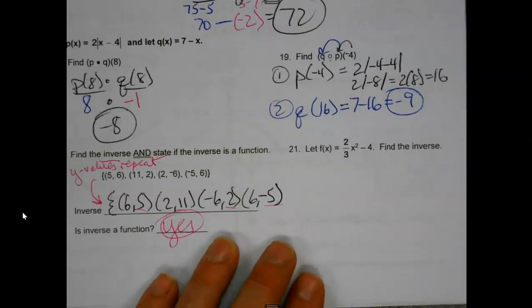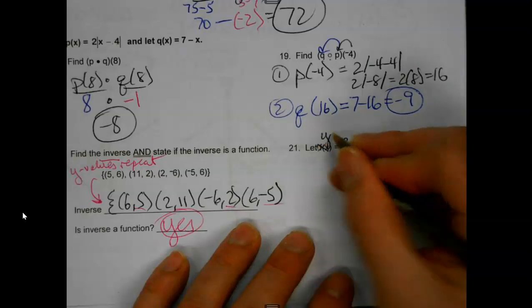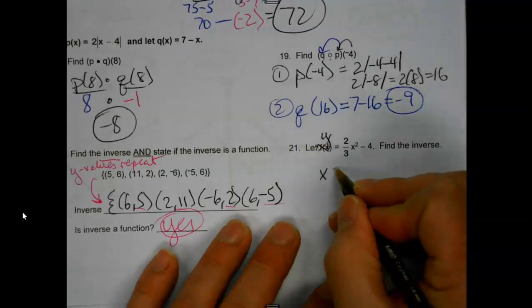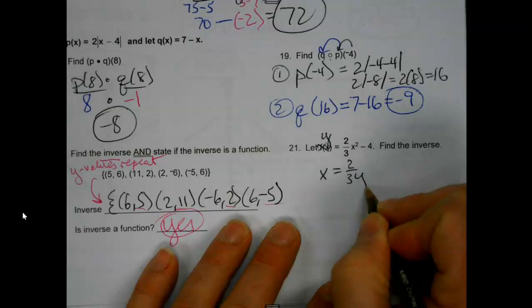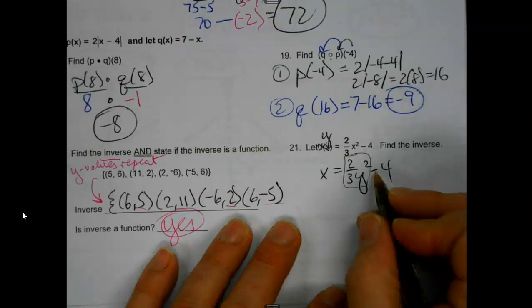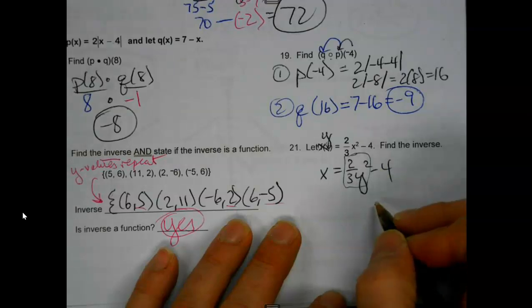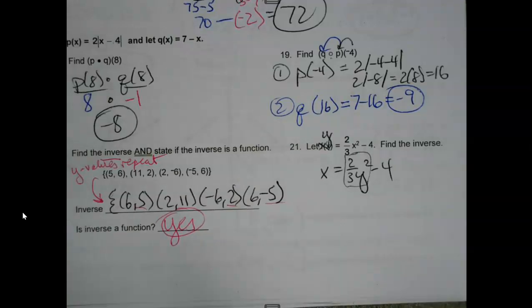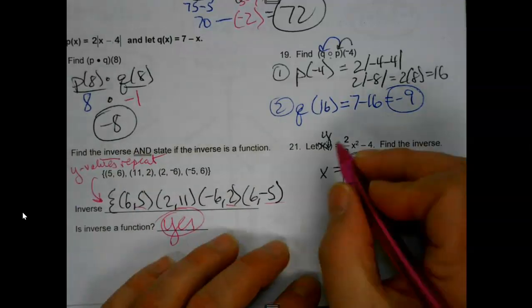All right, let f of x equal this. Find the inverse. F of x is just y equals. Swap the x and y. We're solving for y, people. So now do I want to do it that way? No, I'm going to get rid of the fraction first. I could have subtracted the 4 first, but I'm just going to get rid of the fraction.